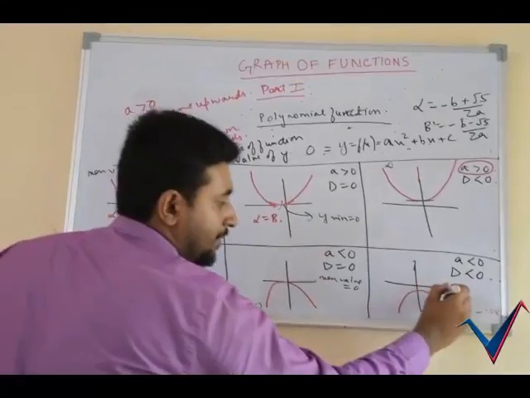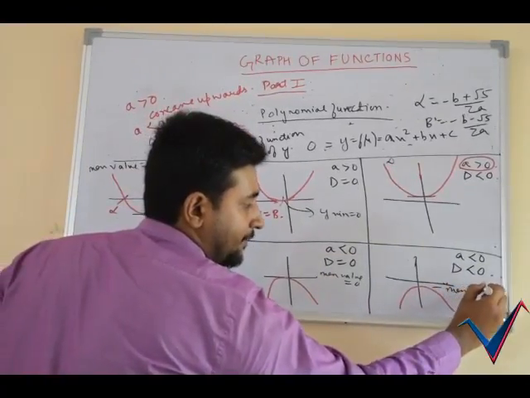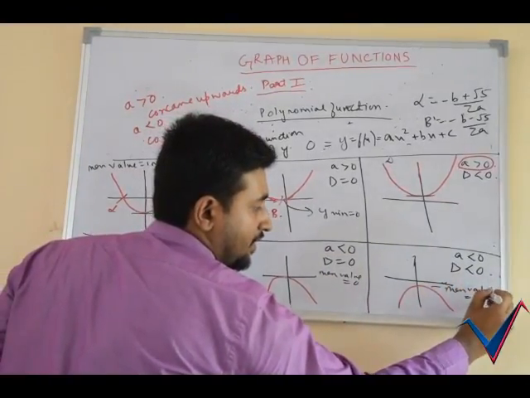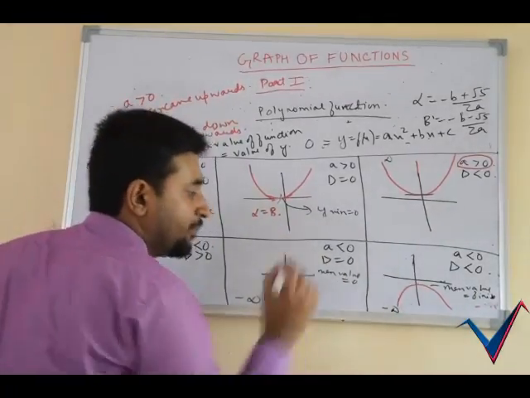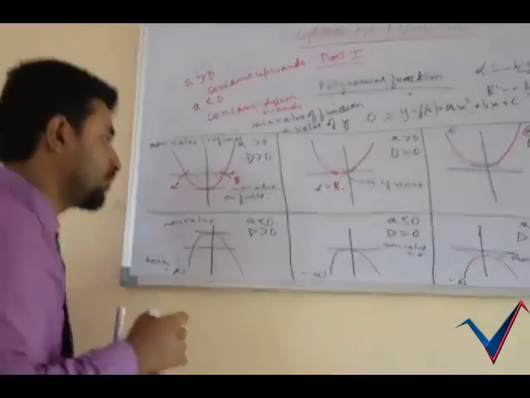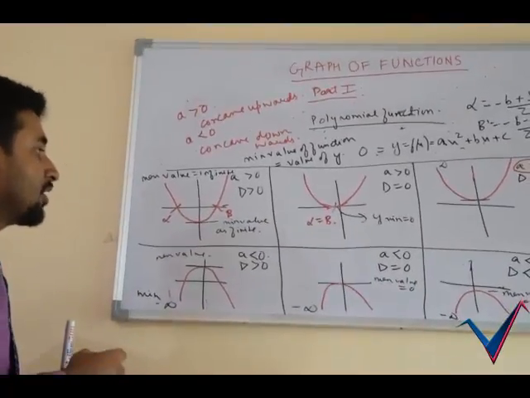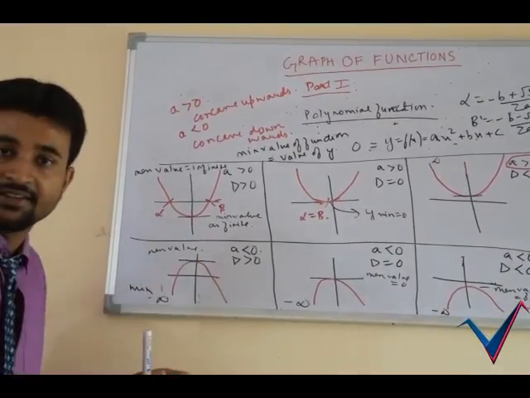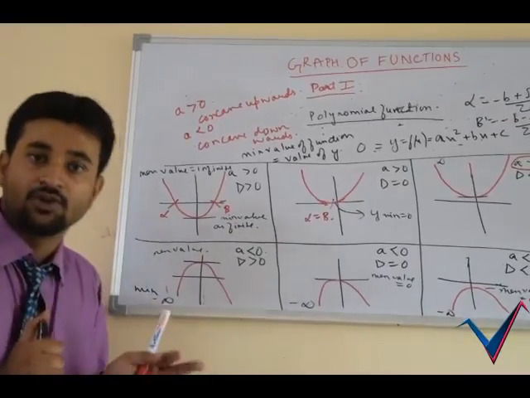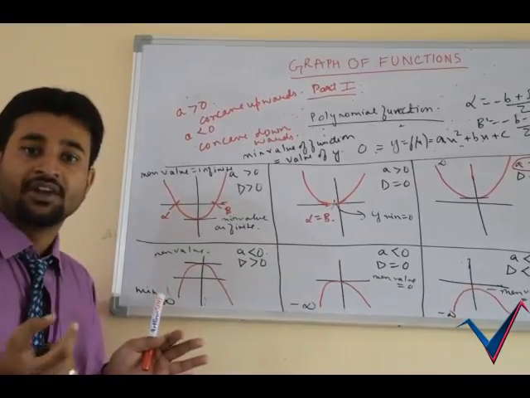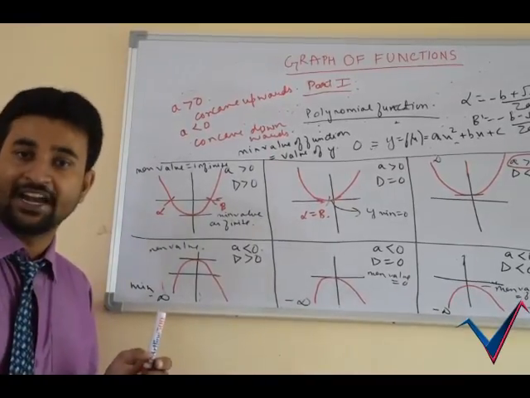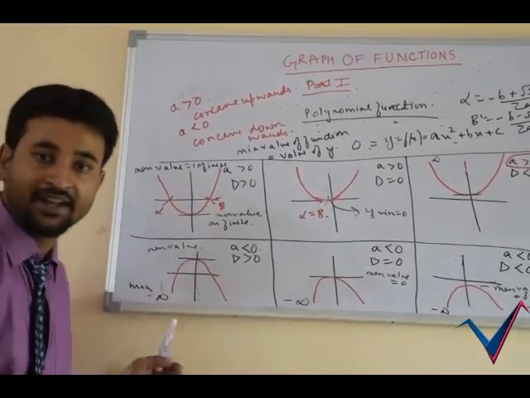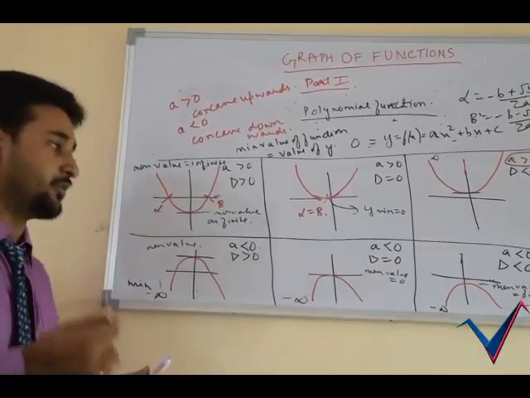Similarly, here the maximum value is finite and the minimum value is minus infinity. Okay, minimum value simply means the value of y only. So now for each of the cases, the maximum value and minimum value have the same formula. You just need to apply that formula in order to obtain the maximum and minimum value.